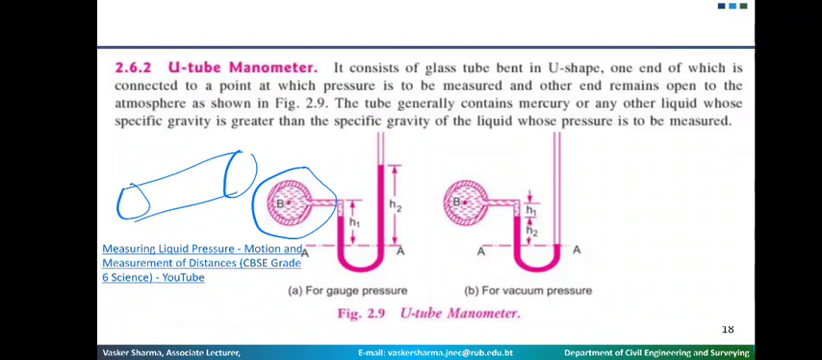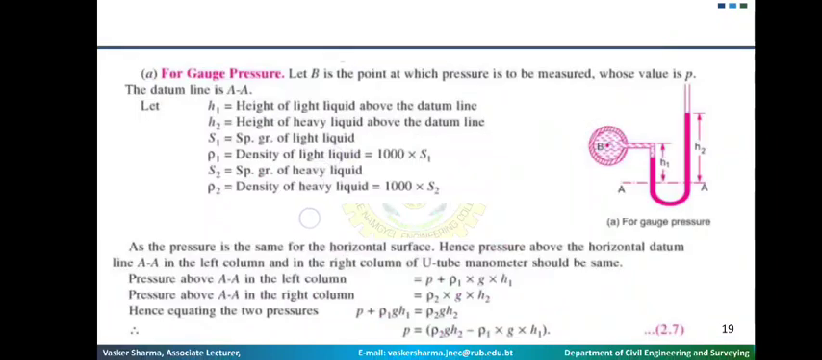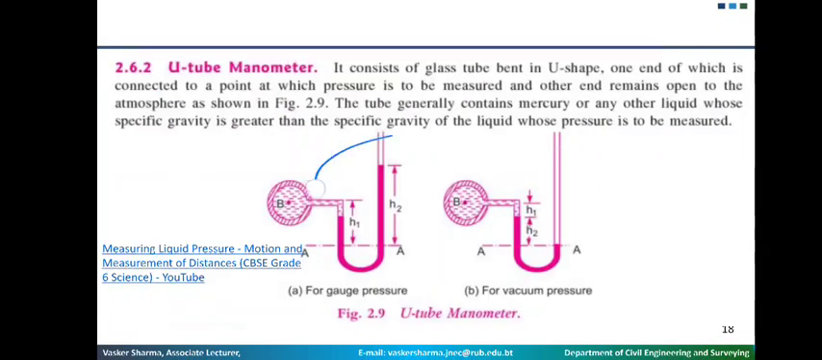If you want to find out the pressure, you just insert a tube, this U-tube, inside the pipe, and then you see the difference in the mercury level. How much this water inside the pipe is able to move this mercury.